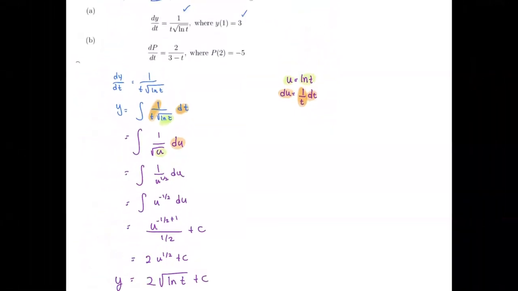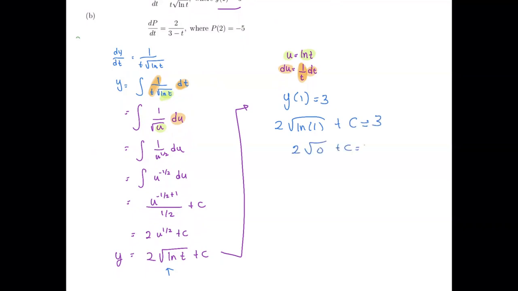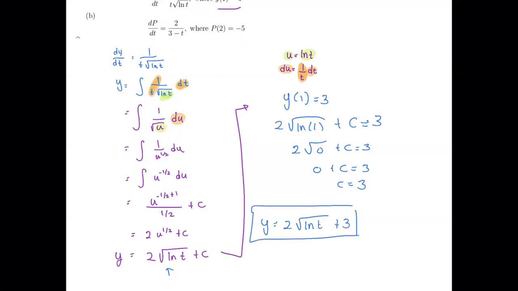Now we got to meet the second condition. y of 1 is 3. So now I'm going to move that up over here, and I'm going to go ahead and use that. Since y of 1 is 3, what that means is that this expression, when you plug in 1, 2 square root of natural log of 1 plus c is supposed to be 3. But the natural log of 1 is 0, and of course, 2 times 0 is 0. So c is 3. So the answer that I'm looking for is y equals 2 square root of natural log of t plus 3. That would be the full credit for this differential equation.